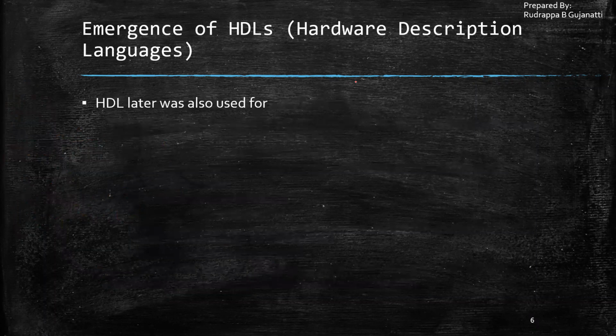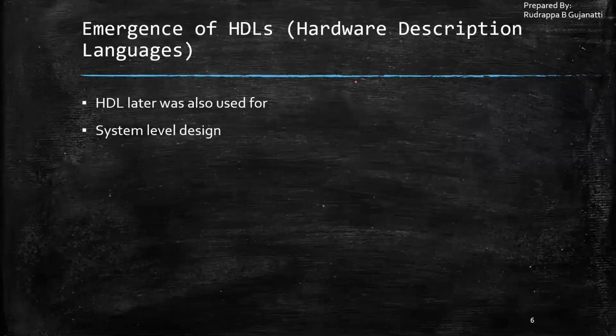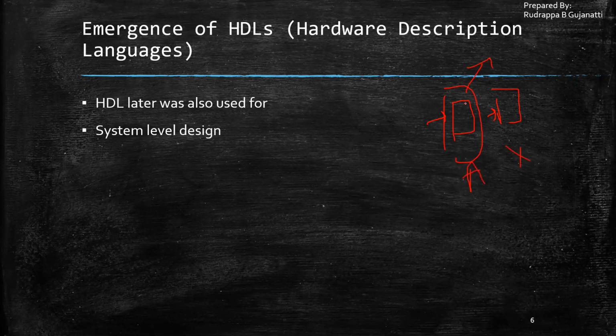Now, HDL was later also used for system level design. System level is a high end term. What we are doing is building smaller chunks of elements, and we are testing their functionalities. For example, this is an AND gate, this is an XOR gate. So this is a smaller chunk. I have defined it, I have tested it, everything.